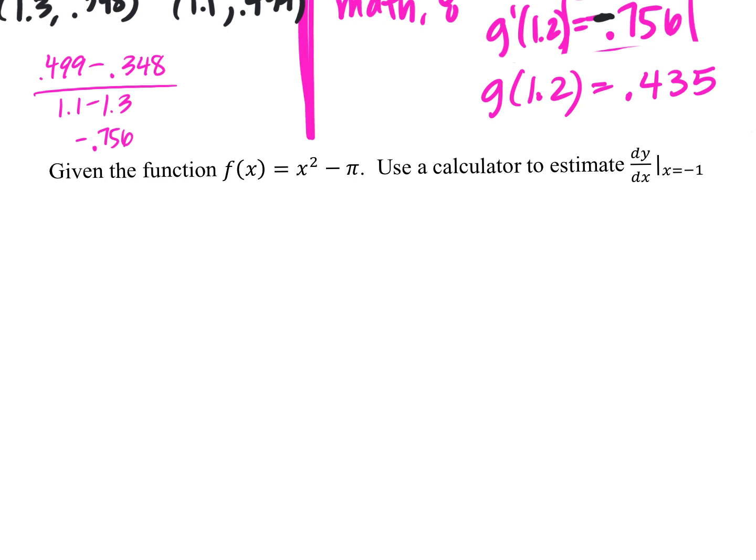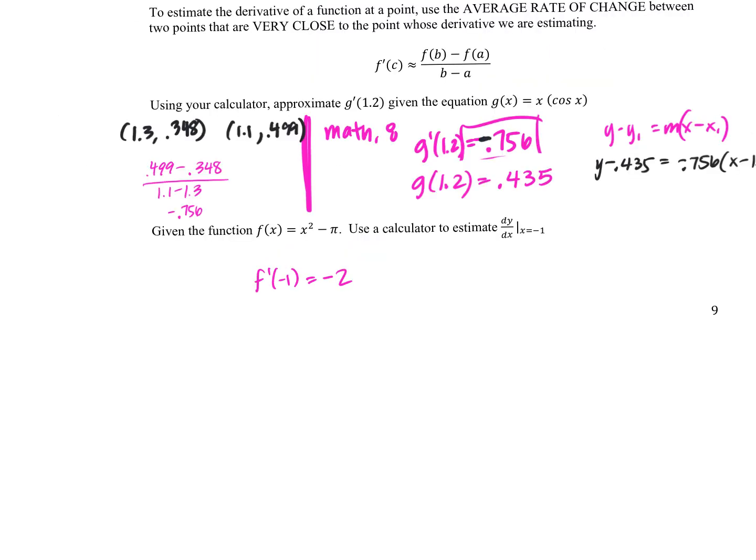Greer, you said it's negative 2. How'd you do that? I did d over dx. You did math 8, right? We're going to go to that home screen, math 8. Then I plugged in x squared minus pi, and then x equals negative 1. When x was negative 1, that one comes out so nice. Do we get f prime of negative 1 is negative 2?